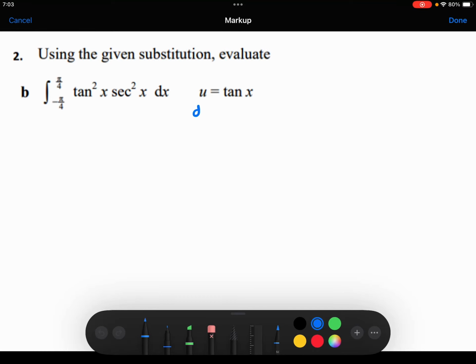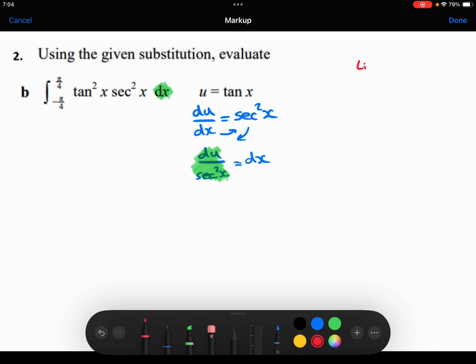I'm going to start by differentiating my substitution. So differentiating u with respect to x, differentiating the tan, I'll get sec squared x. Now making dx the subject, I'm going to say that du over sec squared x is equal to dx, which in a moment is going to allow me to change this dx to be a du over sec squared. We'll come back to that in a moment.